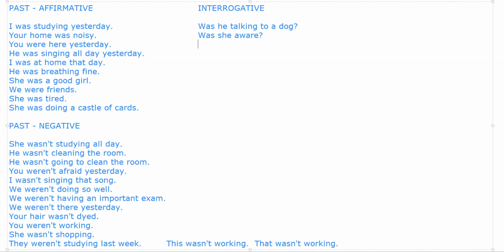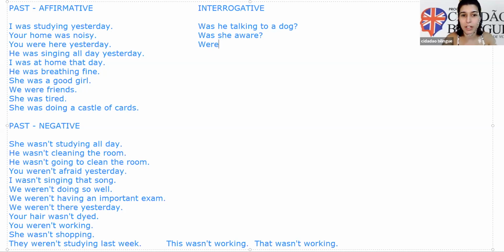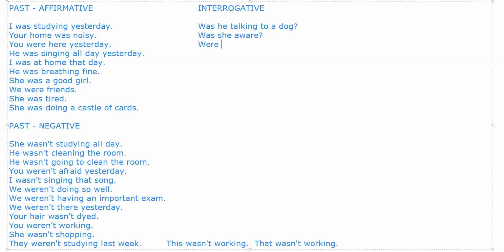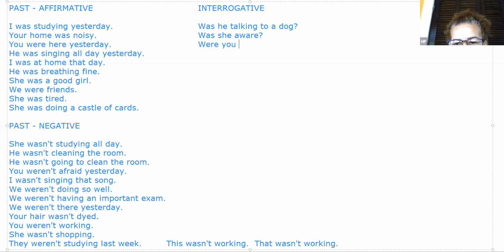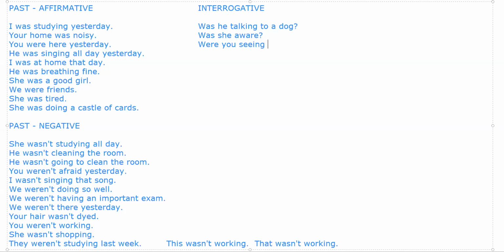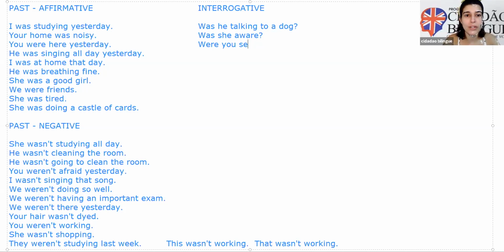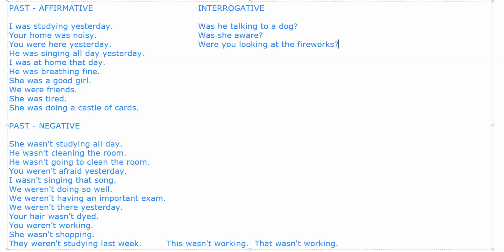Weren't you? Was, were you, okay? Because we are first doing affirmatives. Were you seeing fireworks? Poderia ser "ver fogo de artifício"? Were you seeing? Or were you looking at the fireworks? Okay? Você estava olhando, você estava assistindo, né? Os fogos de artifício. Were you looking at the fireworks?